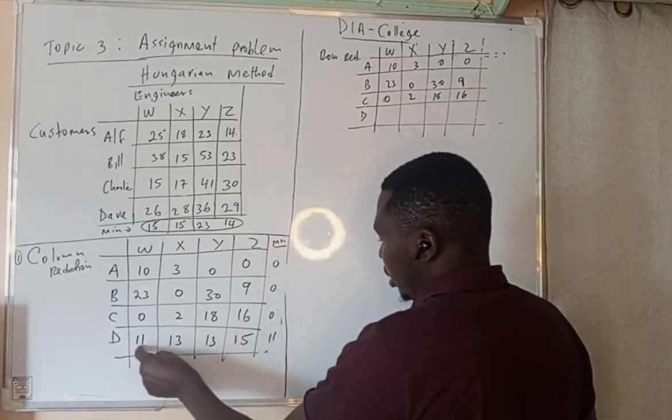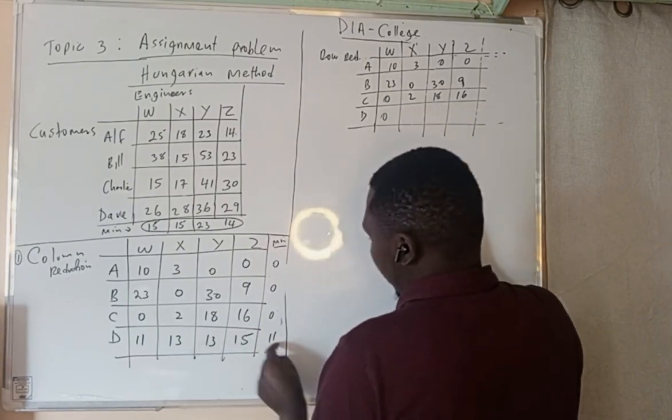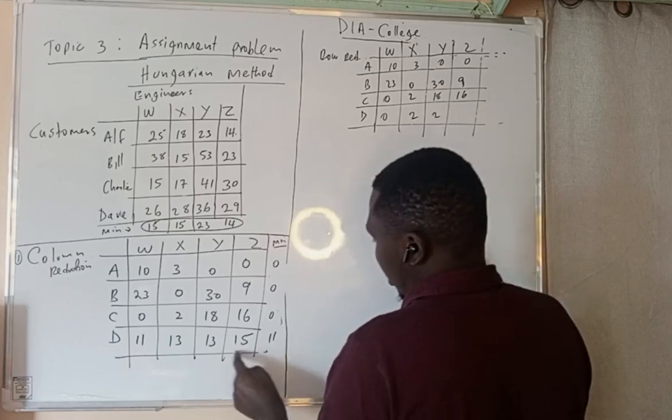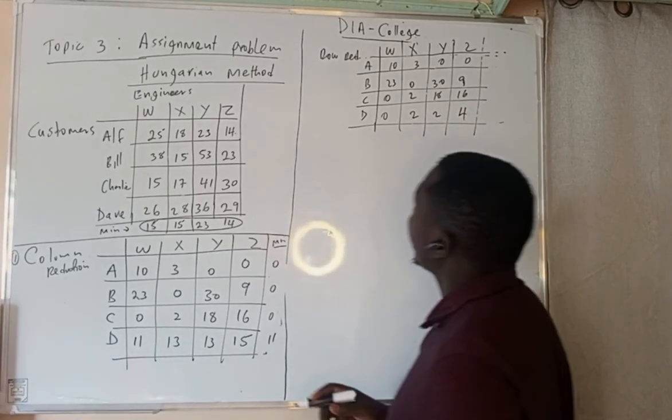Now the last row, the minimum is 11. So 11 minus 11, 0. 13 minus 11, I have 2. 13 minus 11, I have 2. Then 15 minus 11, I have 4. So that's my new matrix.